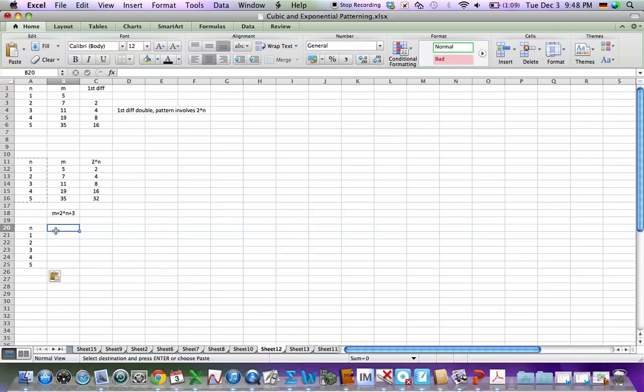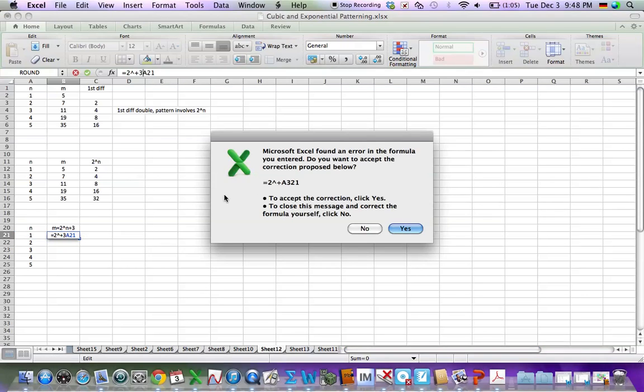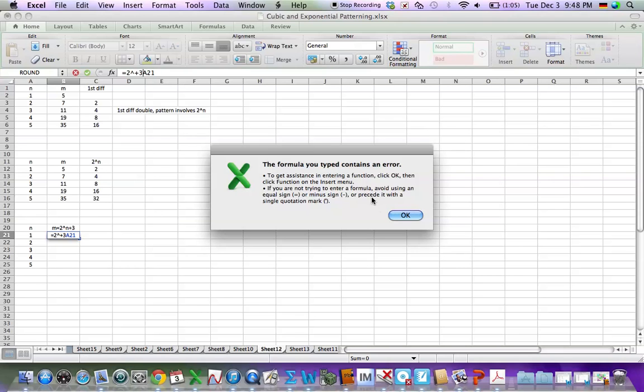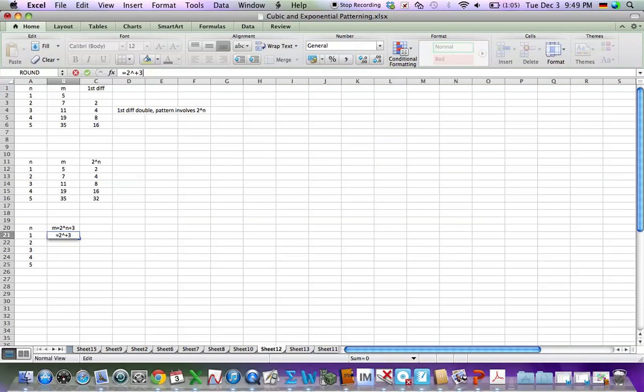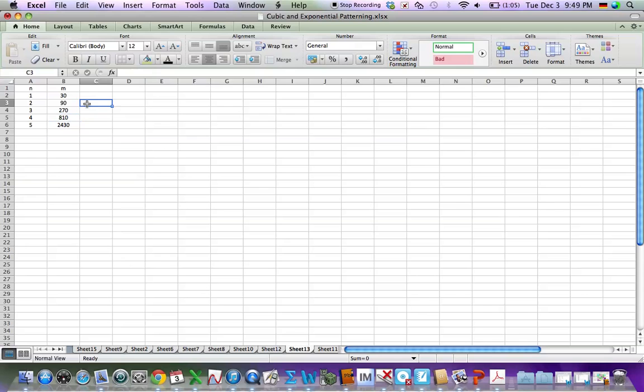I'm going to list this formula, so let's put it down here. Equals 2 to the power of n. Again, it's changed it to a plus, and I don't know why. So to the power plus 3. Oops. Let's go back. Try again. 2 to the power of this plus 3. Press enter and extend, and I can be 100% sure that I have the right formula. Okay, last example. Let's look at the differences.